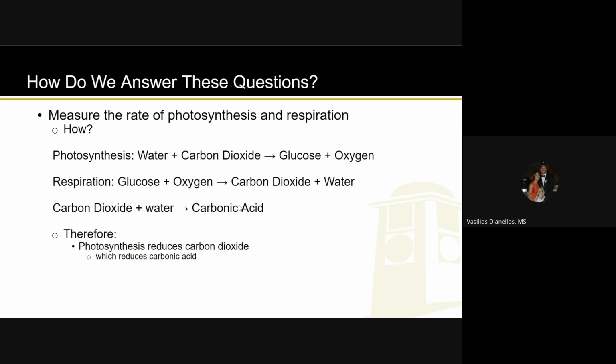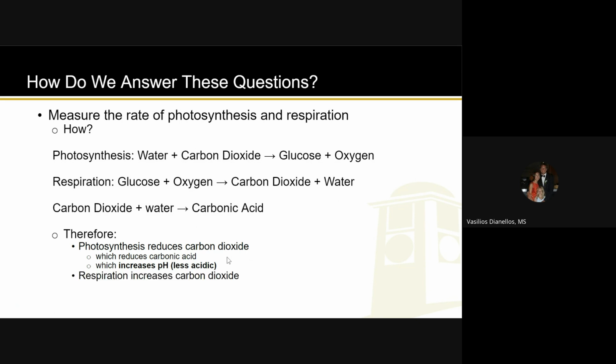And as you should know from lab 2, that increases the pH, right? When you remove acid from a solution, when it's becoming less acidic, the pH is going to go up. Therefore, when photosynthesis is happening, we should see an increase in pH, right? So that's what we know. It's very important. You need to know that to understand these experiments, and you'll need to write about it in the lab report.